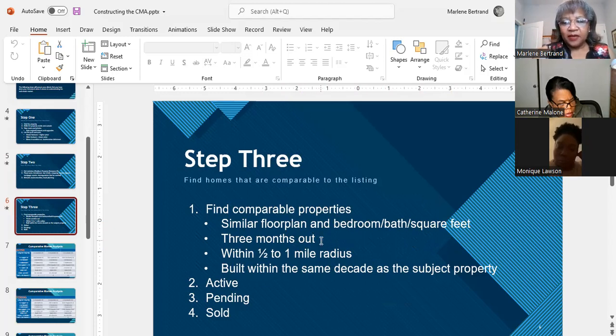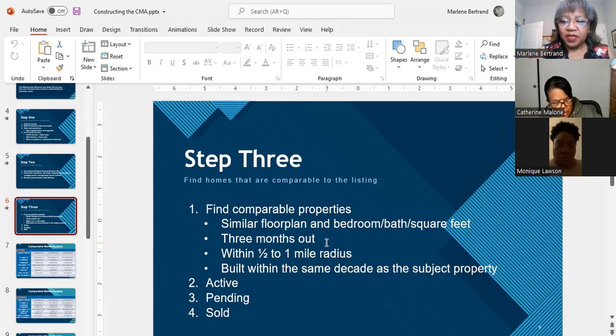You don't want to go back any farther than that because then you're looking at homes that were in a different market. Different things were happening. Homes sell differently in the springtime than they do in the wintertime. So you want to make sure you're in pretty much the same time frame.